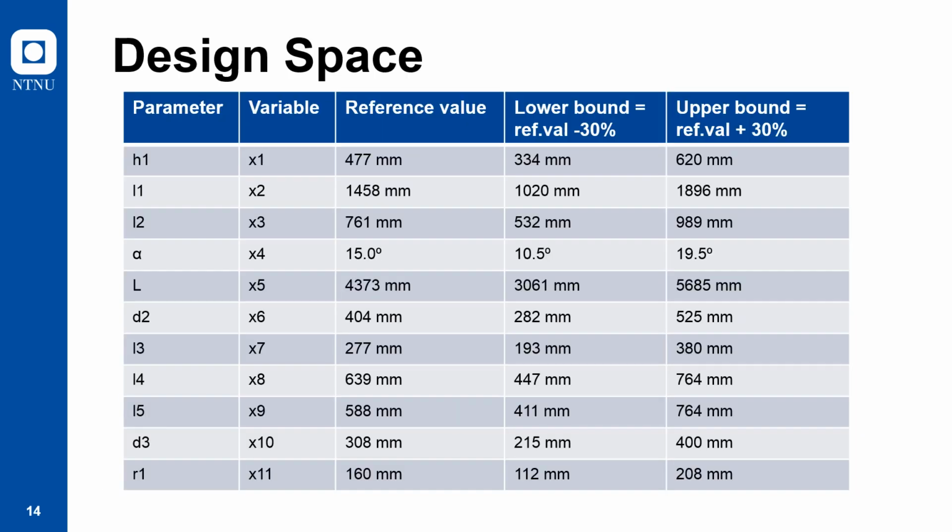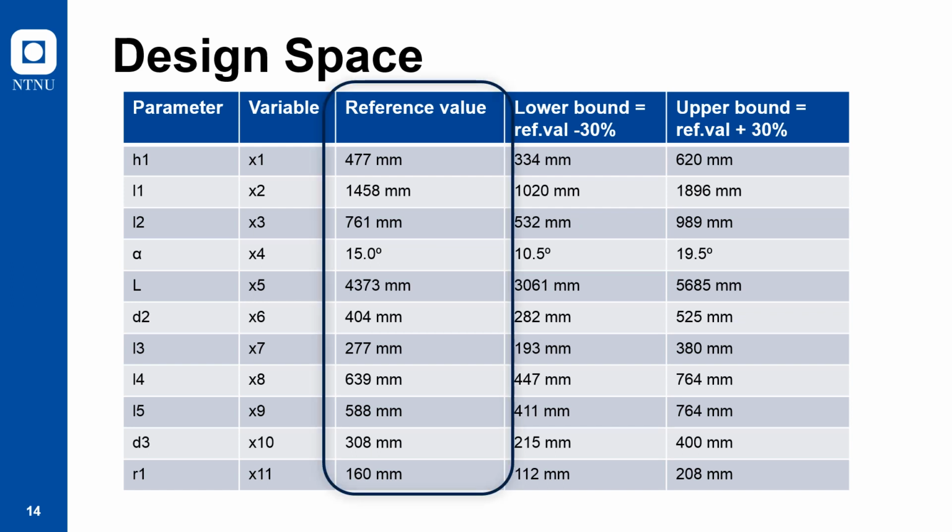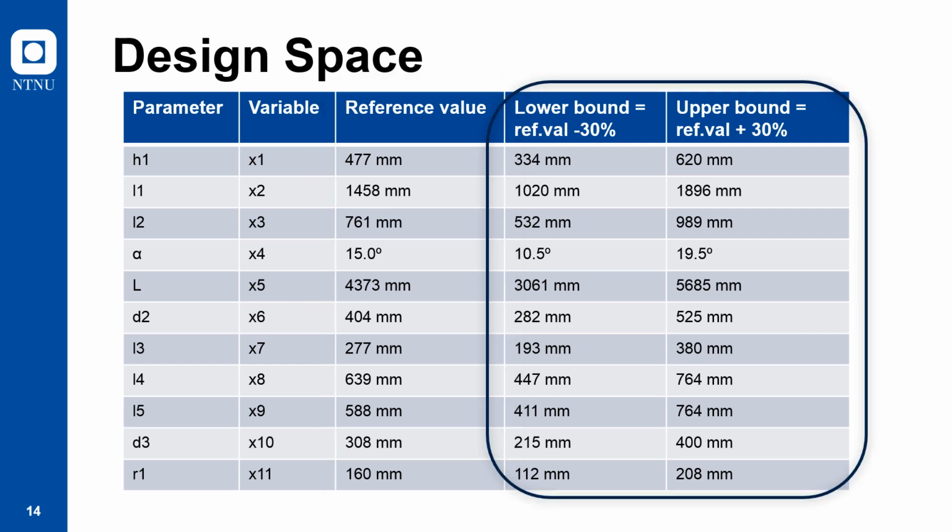As a reference, a scaled version of the draft tube in Tokke Hydropower plant in Norway is used. And the reference designs are found from measuring the sizes of the design parameters at this draft tube. In my analysis, I've let the parameters vary plus minus 30% from the reference. This is called the design space of the optimization problem.